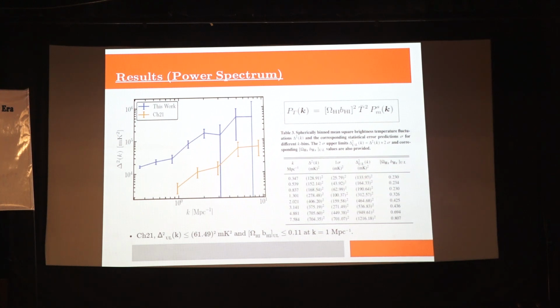And there was another study using the same data, but with 8 megahertz bandwidth at z equal to 2.19, that Abhirup's group performed. They got the power spectrum to be like this, where they got the best value to be 61.49 millikelvin squared at K equal to 1 Mpc inverse. So we see that here we are getting around 7 times the value of the other study, but we can go to smaller K values using our estimator.